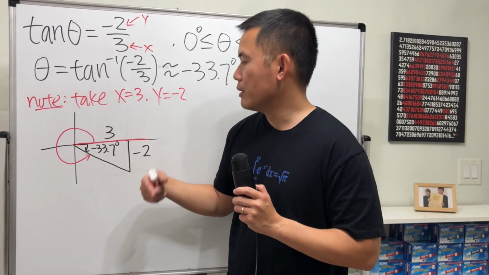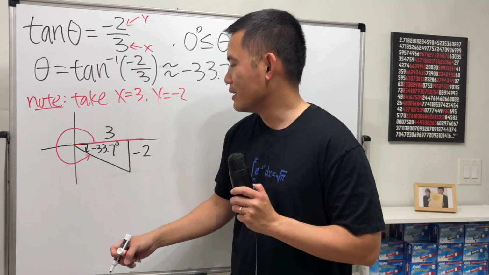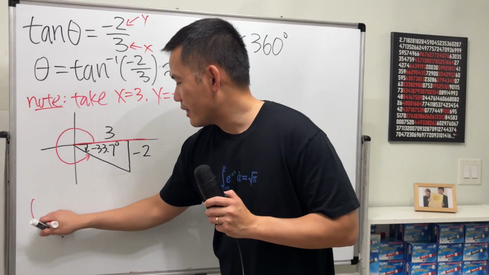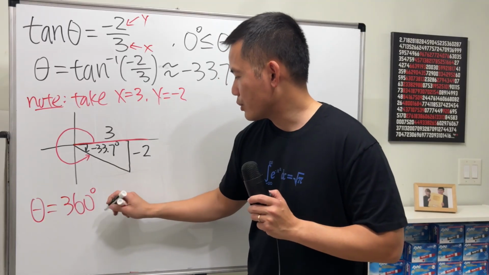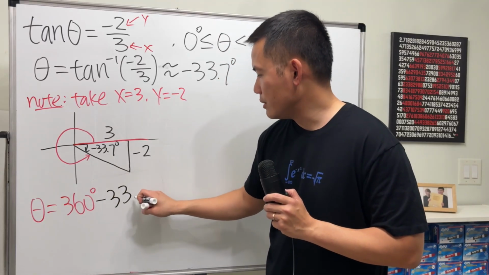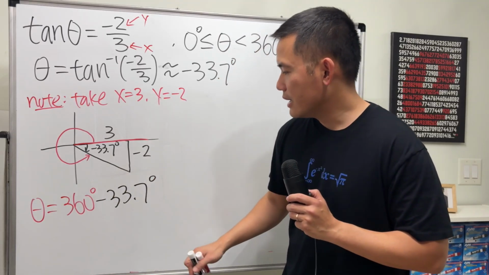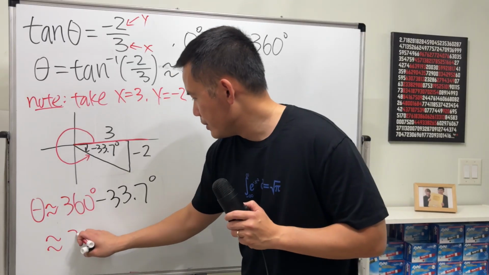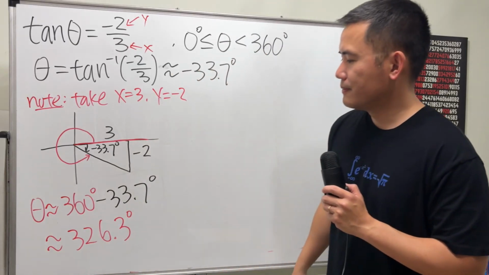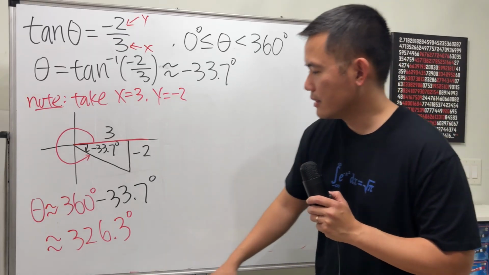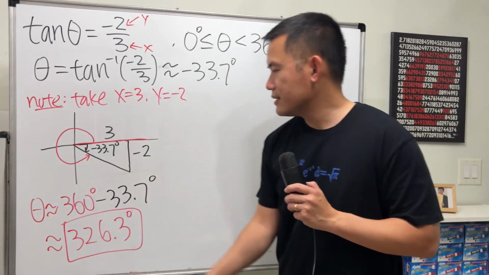Or this number plus 360. So either way, theta is equal to 360 subtract 33.7 degrees. And then just work that out, 326.3 degrees. Yes. So that's the first answer.